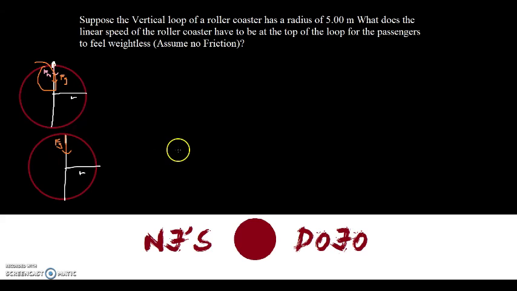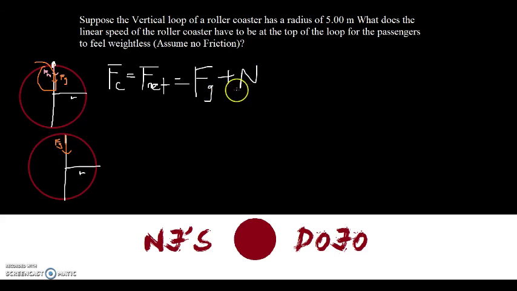So basically, we just have to state that the net force is equal to the centripetal force, and that the net force is the sum of the normal force and the force of gravity. So we basically declare that the centripetal force is equal to the net force, which is also equal to the force of gravity plus normal force. And for the feeling of being weightless at the top, n has to be 0. So just cancel that out. So basically, each one of these components equals one another.